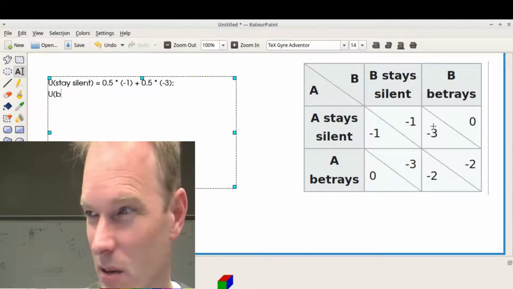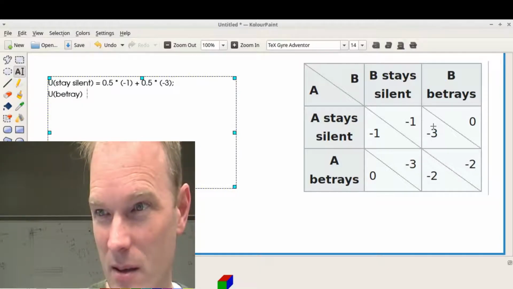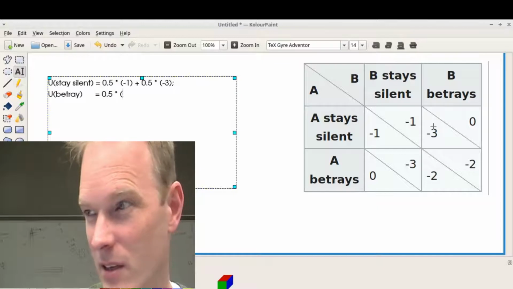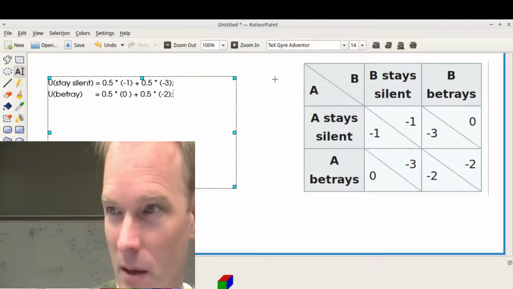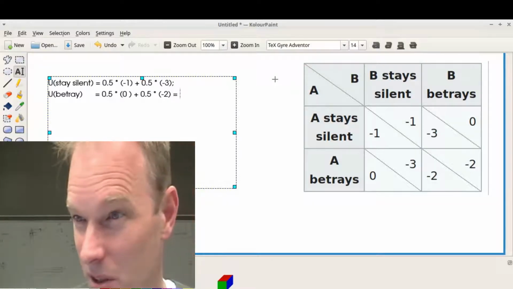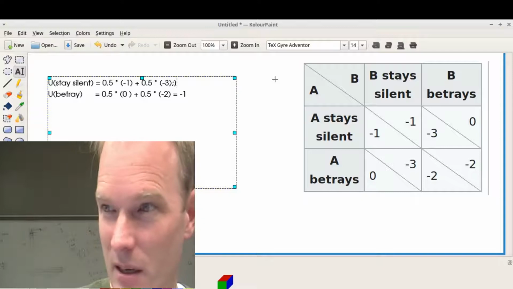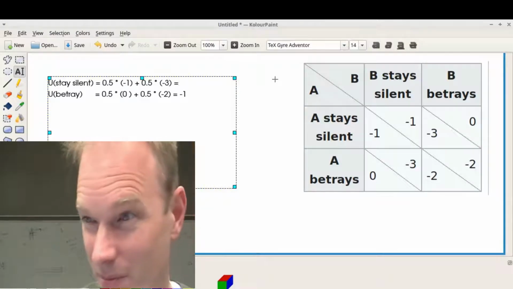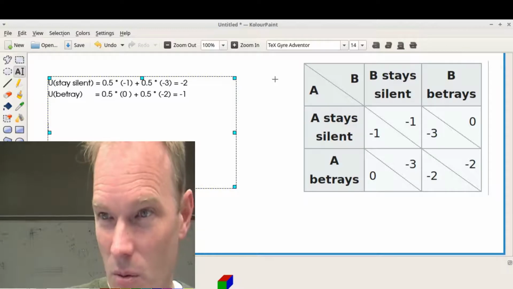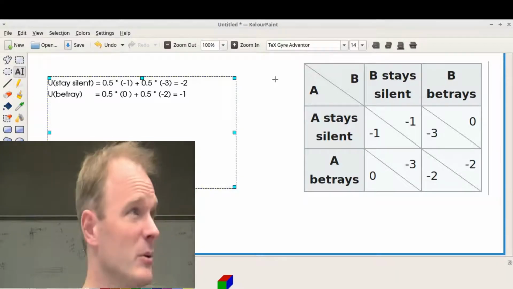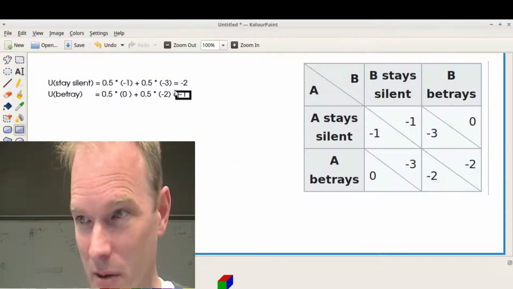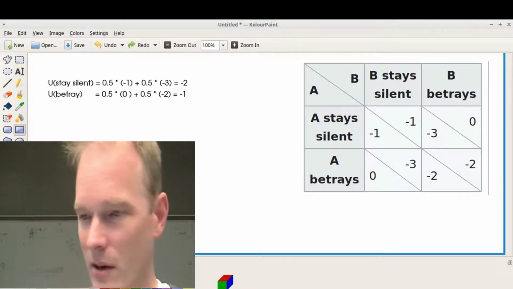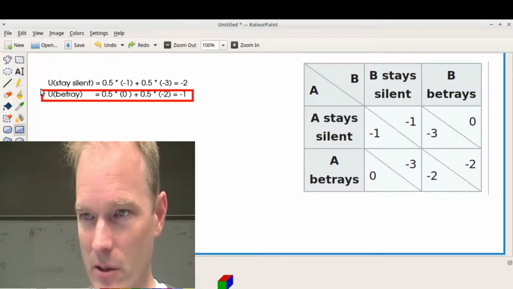And then the utility of betray is 0.5 times 0 plus 0.5 times -2. Let's reduce this to actual numbers. This is going to be -1, right? And this is going to be -2. Which is better, -1 or -2 from a utility perspective? We'll go with -1. Clearly -1 is better than -2 because it's not so negative. And therefore, utility theory says we should betray our partners, and yet we know that's the wrong answer.